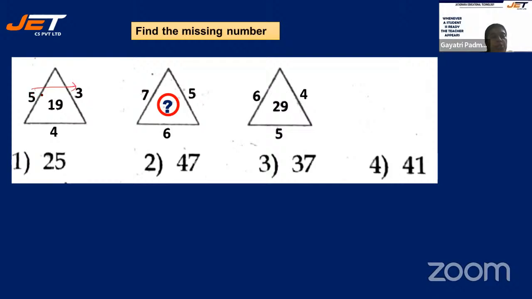So these two numbers you can take. 5 into 3, 15. And this number could be added, plus 4 will give you 19. So you are getting 19. So let's try it here. 6 into 4, 24, plus you are adding this number 5, which will give you 29.